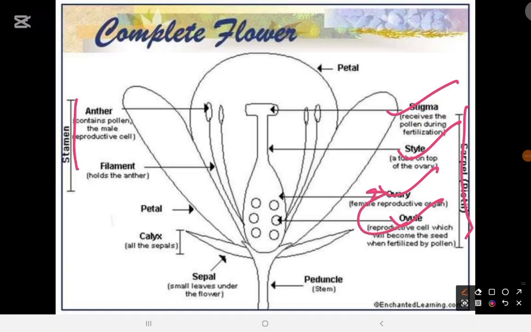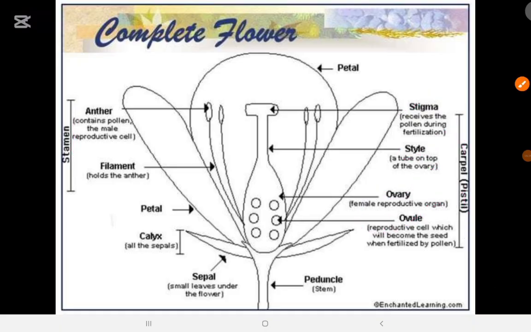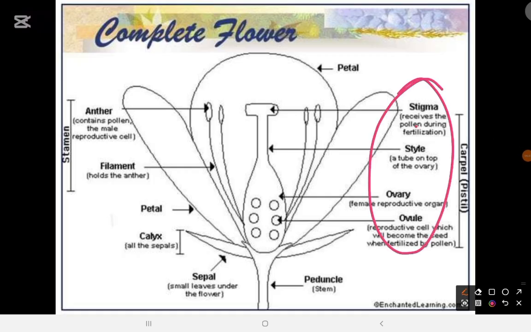Ovules are embedded in the ovary. Is that okay? So the female reproductive organ of the flower is called the ovary, but the whole female reproductive structure, or the entire female reproductive system, comprises the stigma, the style, and the ovary. Embedded within the ovary is the ovule.